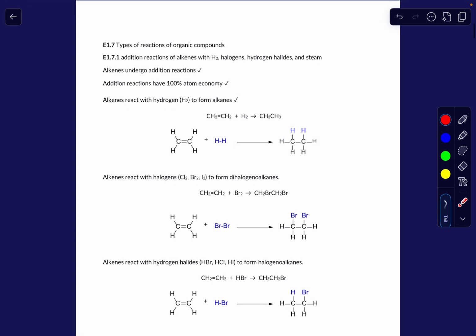Now, the first reaction we're going to start off with is arguably the easiest set. And these are going to be with alkenes. So that's anything with a double bond. And we're going to be reacting that with either hydrogen, halogens, hydrogen halides, so that's like HCl, HBr, and steam, which is just water. Thankfully, they all have very, very similar processes. So once you understand that you have an alkene, you can basically come to terms with what the product might look like. I'm going to talk you through one or two of them here.